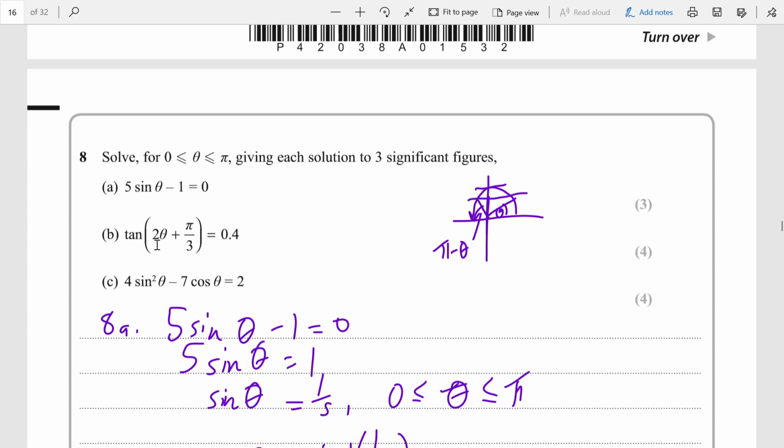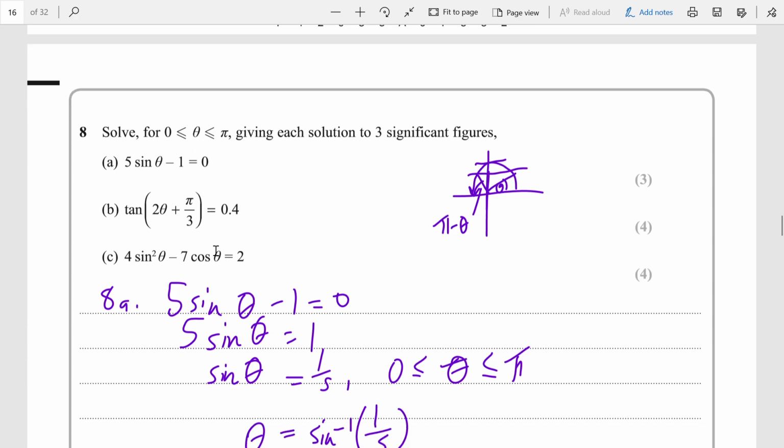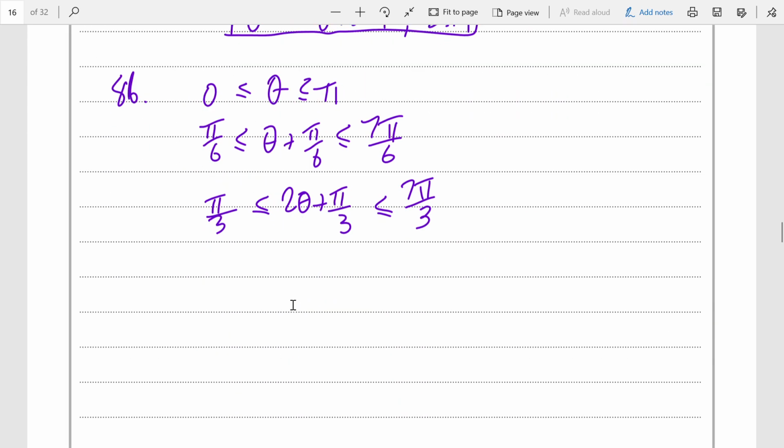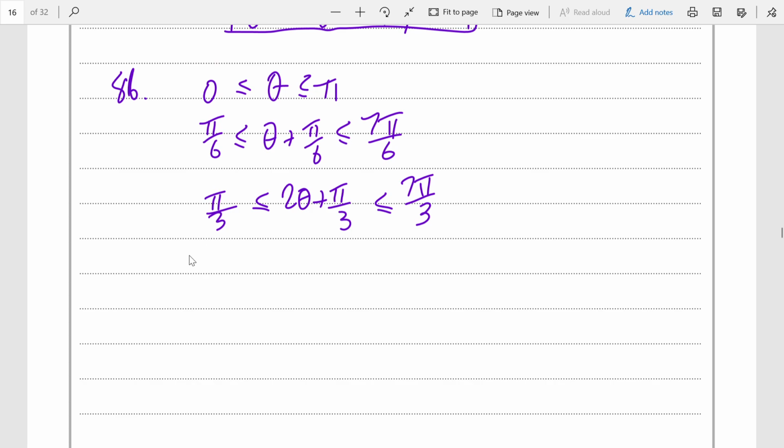But we don't want to accidentally ignore any values of this angle inside the trig function that could lead to a possible solution for theta, because the range for this will be much larger than the range for theta itself. So that's why we're evaluating it something like this here. So you would say, for example, let u be 2 theta plus pi over 3.